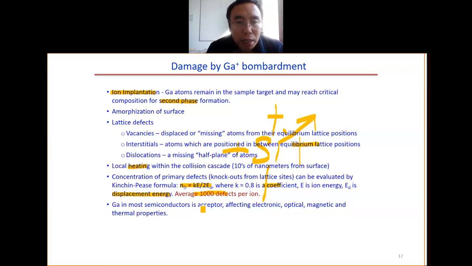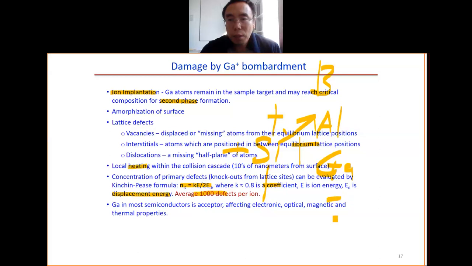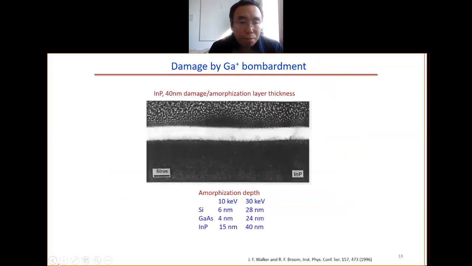So the gallium is the acceptor for semiconductor materials. Because the gallium, we know it is in the same group as the boron. This is the periodic table. So gallium is the same group as the boron. As a result, it is the acceptor, like boron. So here you can see this is the damage in indium phosphide. This is the 3-5 semiconducting material, group 3 and group 5 semiconductor materials.